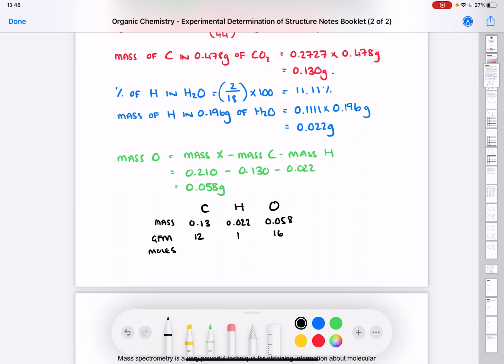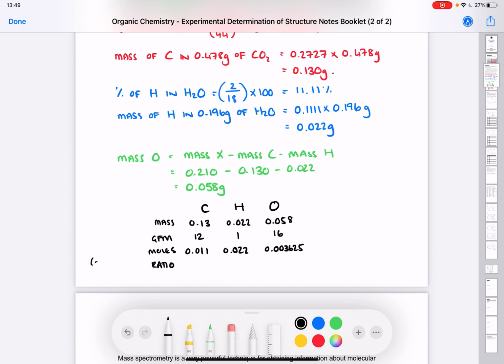So 0.13 divided by 12 gives me 0.0108, so we'll make that 0.011. For hydrogen, it's going to be 0.022 divided by 1, which is 0.022. And then for the oxygen, it's 0.058 divided by 16, which gives me 0.003625. From there, we are going to write in the ratio.